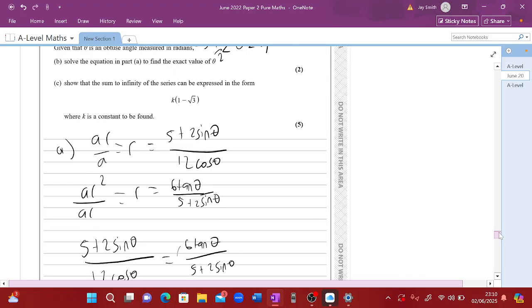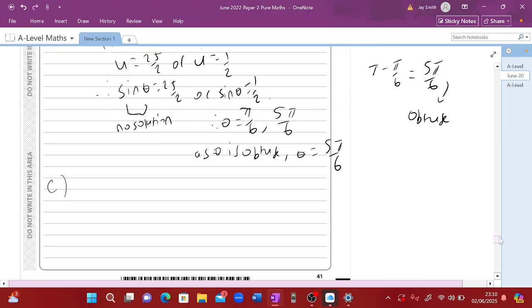For 5 marks, show that the sum to infinity is given in the form here.